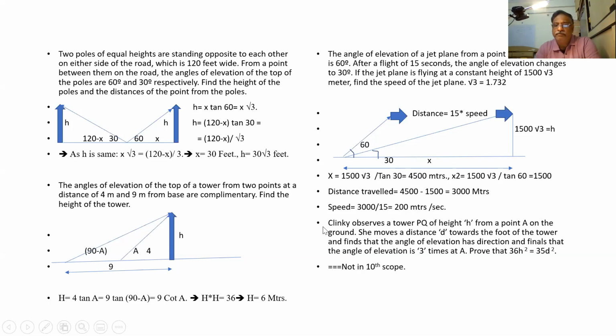Now, this one: a person observes a tower PQ of height h from a point A on the ground. She moves a distance d towards the foot of the tower and finds that the angle of elevation is 3 times A, 3A. Prove that... in fact, this needs higher formulas, like a by sin A, b by sin B, c by sin C, and other relations, and it needs more data also. So this is not at the 10th class standard level. It will go to a higher standard, so we have not covered it here.